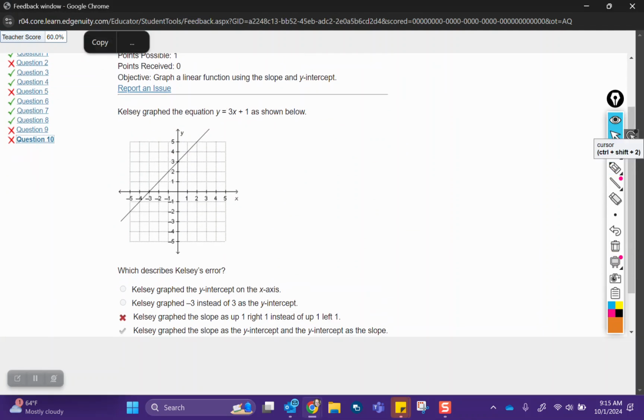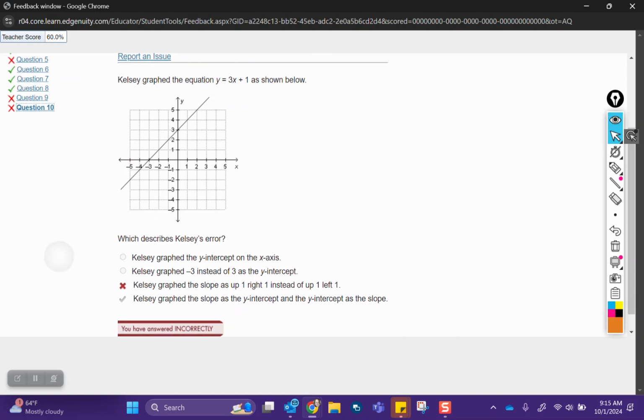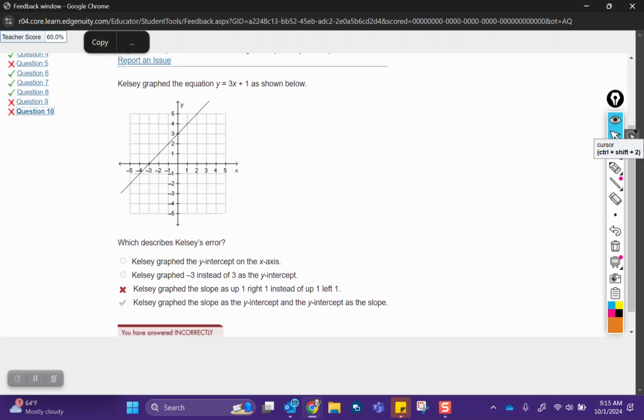Question 10, we're told that she graphed the equation below. What is her error? When we look at a graph of an equation in slope-intercept form, the very first thing we look at is the y-intercept. The y-intercept is the number at the back of the equation, so it's a +1. So when I look at this, I know that the graph should be here, and it's not. It's up at 3. So it looks to me like she's mixed up the y-intercept and the slope.